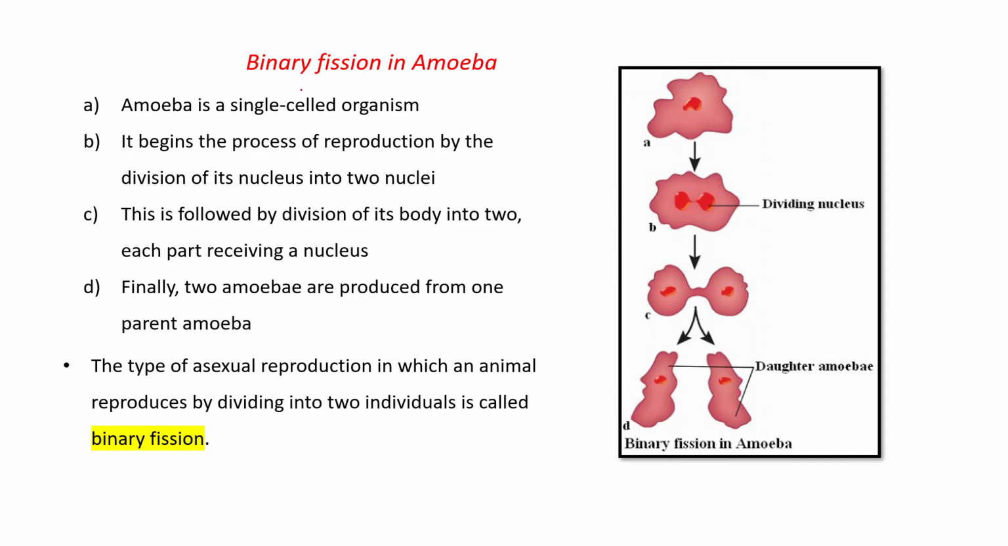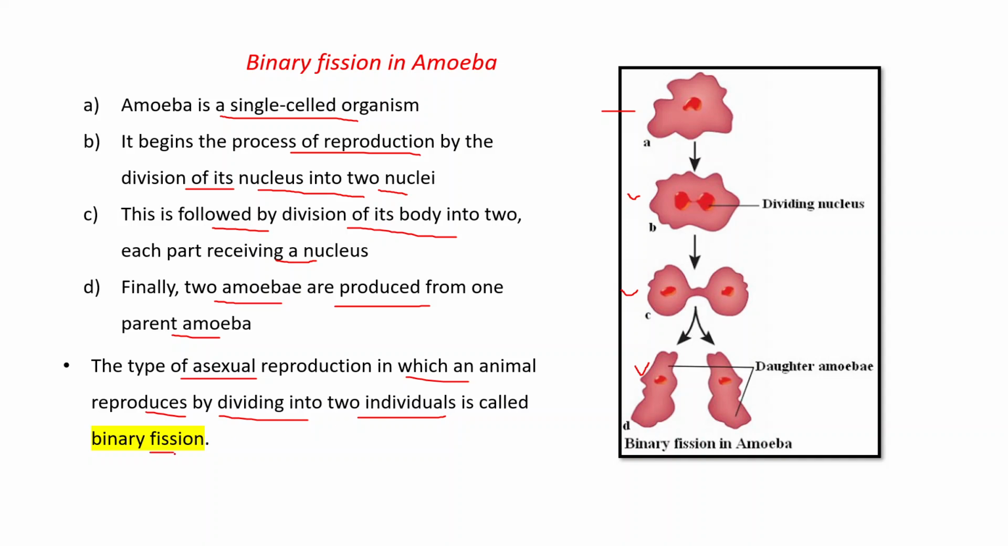Now binary fission in Amoeba. Amoeba is a single-celled organism like this. It begins the process of reproduction by the division of its nucleus into two nuclei. You can see this diagram. The nucleus is dividing. This is followed by division of its body into two, each part receiving a nucleus. Now in this diagram, the body is dividing into two. Finally, two amoebae are produced from one parent amoeba. These are the daughter amoebae. The type of asexual reproduction in which an animal reproduces by dividing into two individuals is called binary fission.